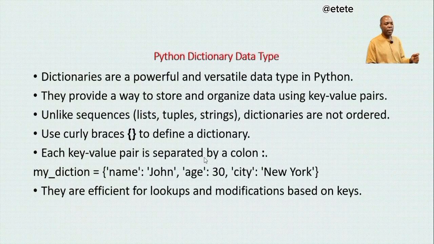Each key value pair is separated by a colon. For example, I declare a variable, my_diction, and then you have name, John. So name is the key, John is the value, age is the key, 30 is the value, city is the key, New York is the value. Now, they are efficient for lookups and modification based on keys. I will explain practically to you what they mean by these lookups and modification.